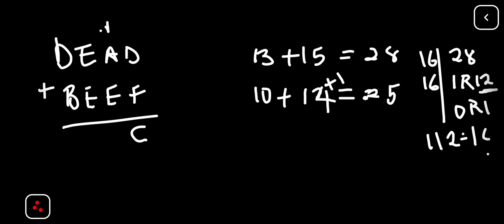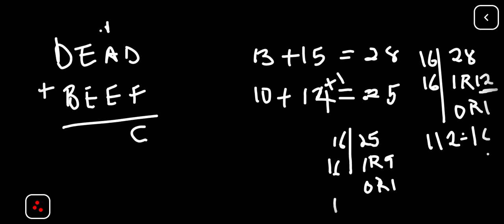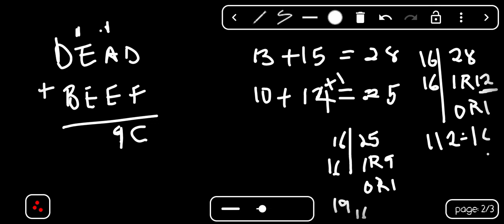Now 25 is not a base 16 digit, so we have to convert it. So we have 16 into 25. This is going to give us 1 remainder 9. And then 16 into 1 is 0 remainder 1. Now since 9 does not have any letter attached to it in base 16, our answer is just going to be 9. So we're going to put 9 down here and carry 1 up. And let me clean this for space.